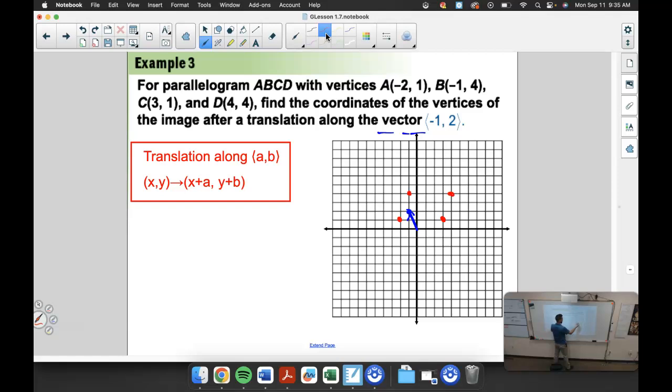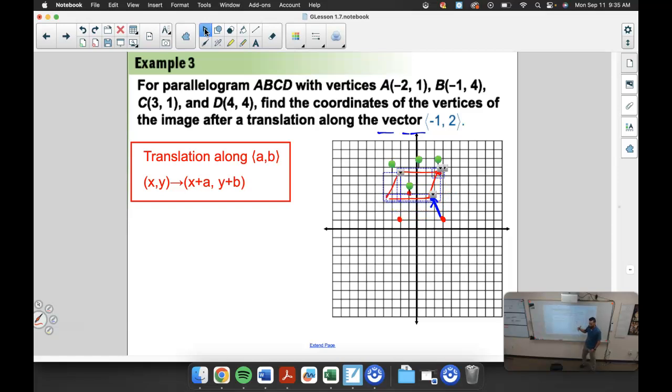Okay, what kind of shape is that? It's a parallelogram. All they're saying is I want you to take every point and move it this much. This one, this one, this one, and this one. Or take the whole shape and move it that much.